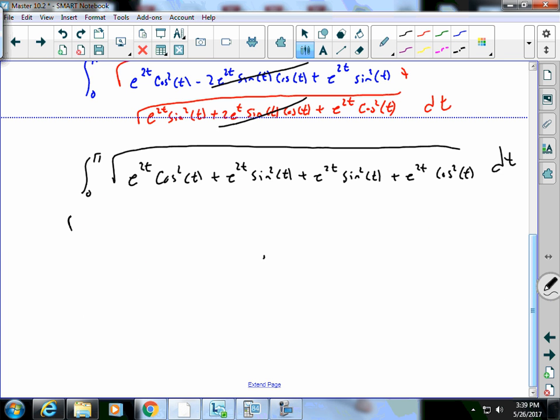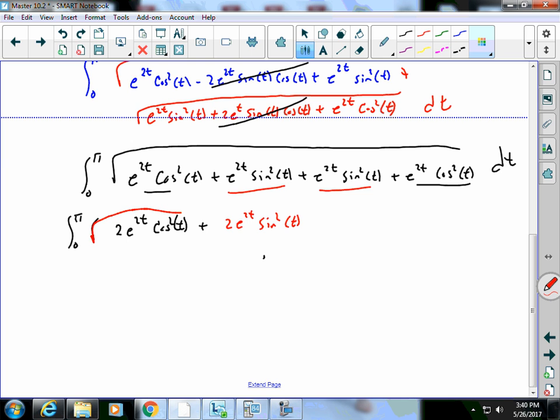So what do I have? Let's gather up some terms. I have this and this, which gives me 2e to the 2t cosine squared t, plus this and this, 2e to the 2t sine squared t dt. They both have a common factor, so I could factor out, 0 to pi of 2e to the 2t times cosine squared t plus sine squared t dt.